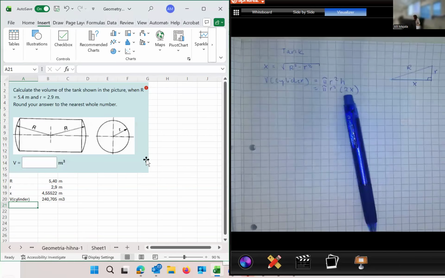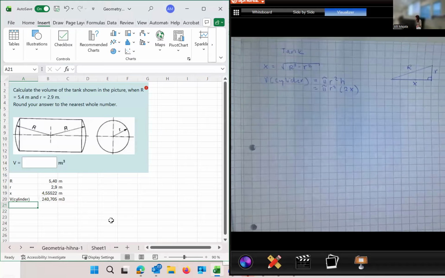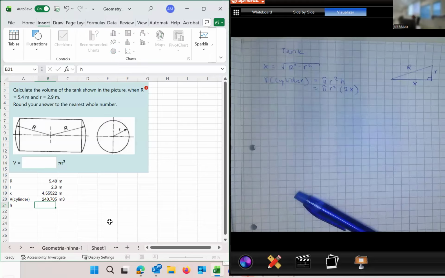I could have even made it here, so I could have put here the height. Well, I didn't. Whatever. 2x. Then now I know that I need the small height. I'm gonna mark that with the height h, and that would be the big R minus x. That would be meters again.